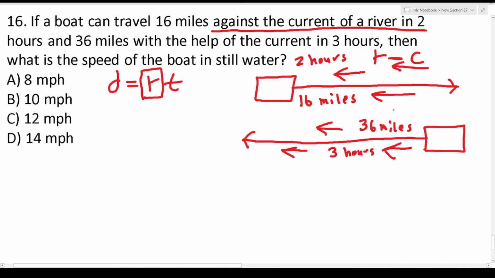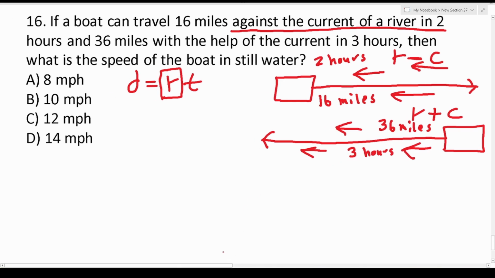In this instance down here, we know that the boat's going with the current. So the current is increasing the rate of the speed of the boat. It's helping it go faster. So that's going to be R plus C. All right, so let's use 2 instances of the distance formula to set up a system of equations to solve this one. So again, we're working with distance equals rate times time.